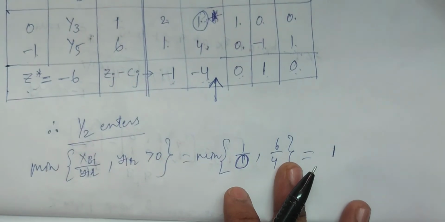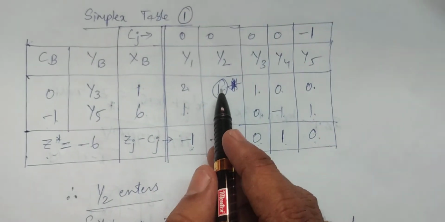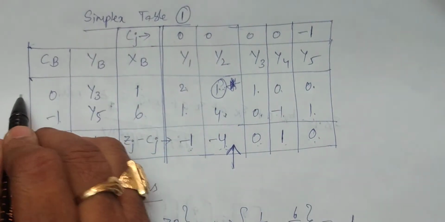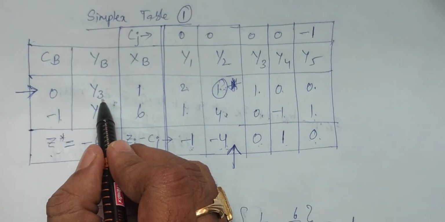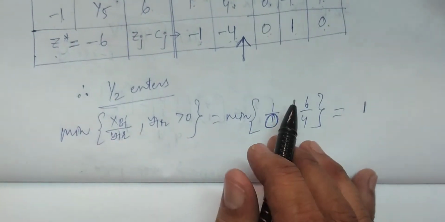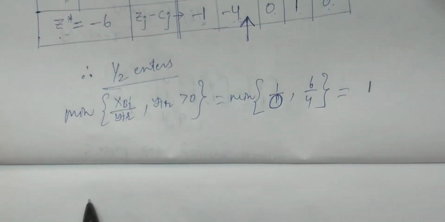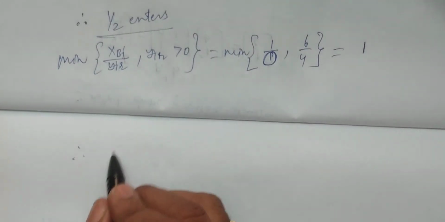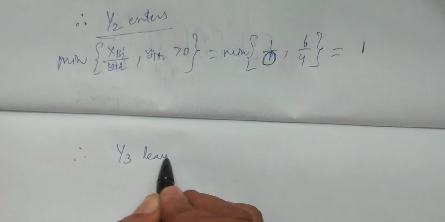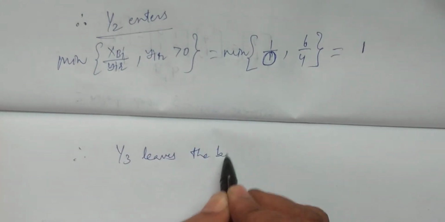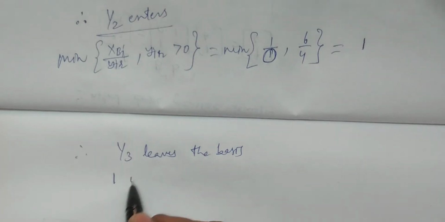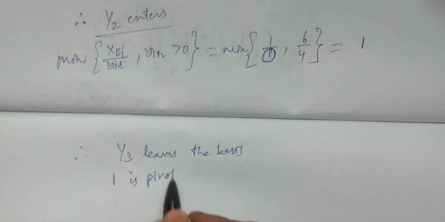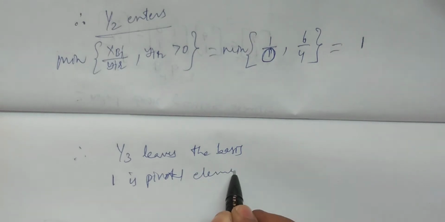So this 1 corresponds to this 1, you observe the vector, it is y3. So indicate here another arrow marker. This is y3. The corresponding vector y3 leaves the basis. Therefore you can write, y3 leaves the basis. And the element 1 is the pivotal element, or leading element. These are the points required here.